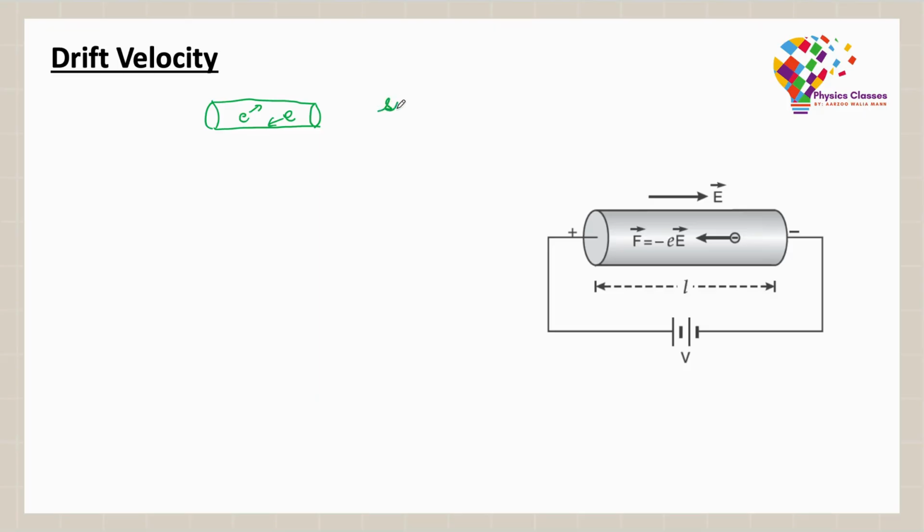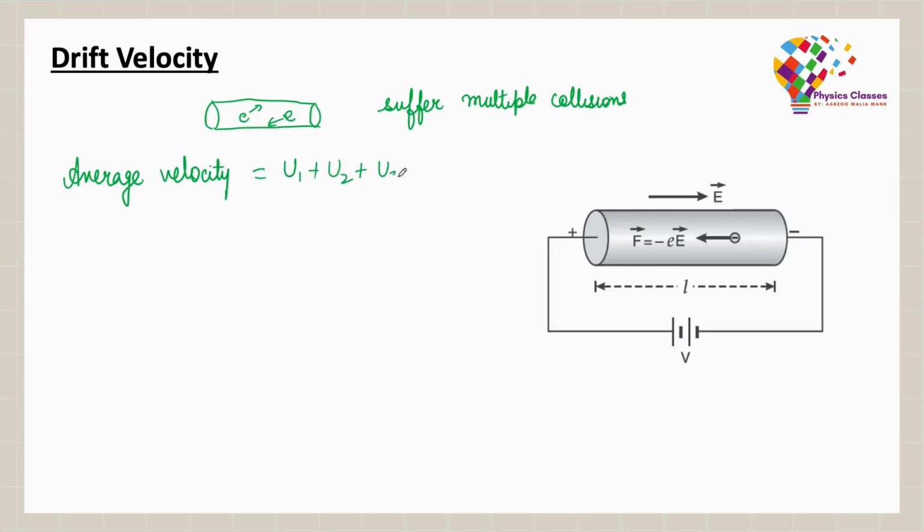Now, because these are moving randomly in all the directions, therefore they suffer multiple collisions. Now, whenever they suffer a collision, they lose their energy. There are multiple collisions, and since we assume that the electrons are moving in all the directions randomly, therefore if I take the average velocity of these electrons into account, then the average velocity here would simply be equal to u1 plus u2 plus u3 and so on up to un.